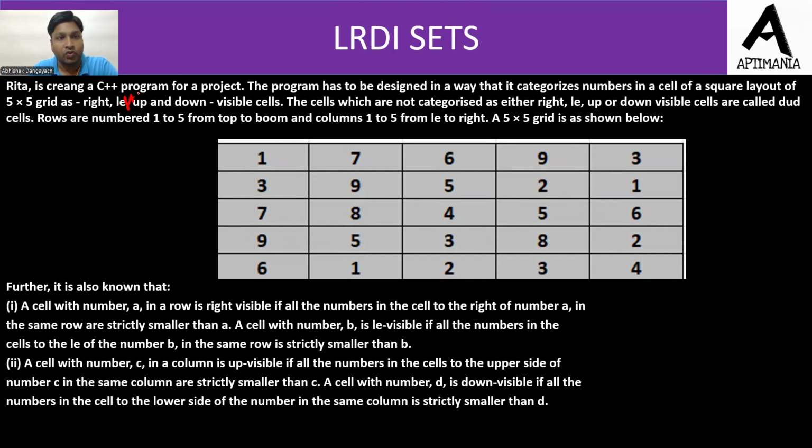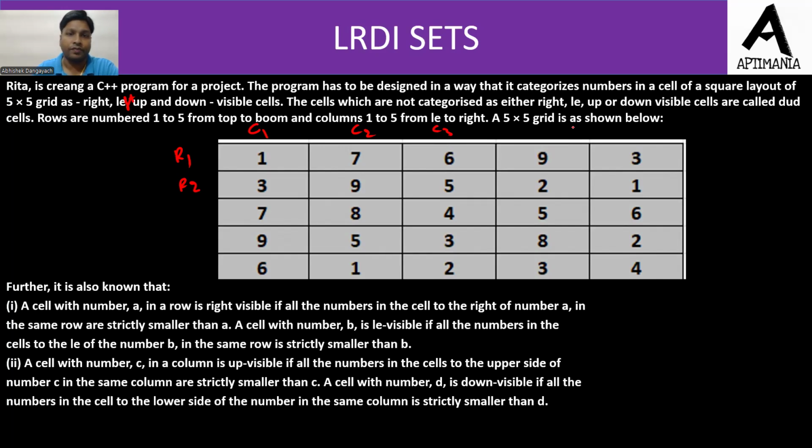Rows are numbered from 1 to 5. Now we understand that these are rows. This is row 1 and row 2 and so on. And columns from left to right. This is column 1, column 2, column 3 and so on. Now further it is known that a cell with the number A in a row is right visible if all the numbers in the cell to the right of the number are strictly smaller than A. A cell with number B is left visible if all the numbers in the cells to the left of the number B are strictly smaller than B.